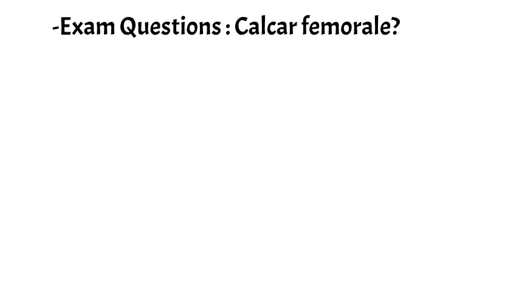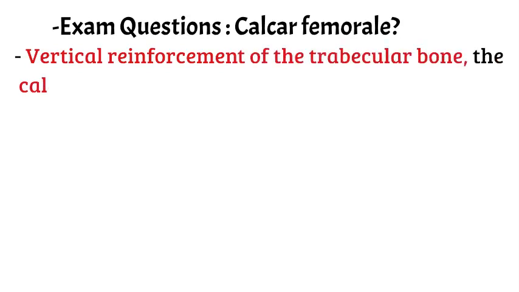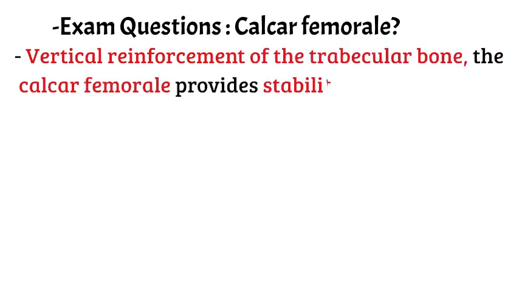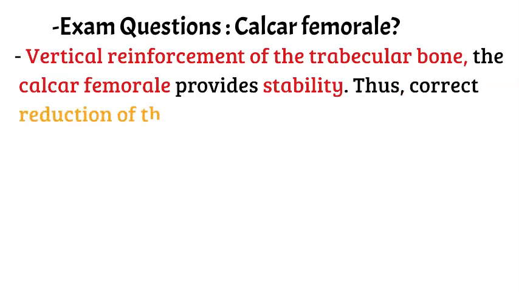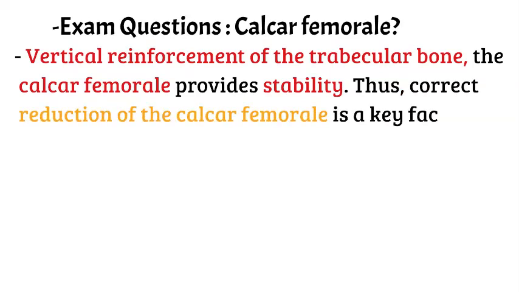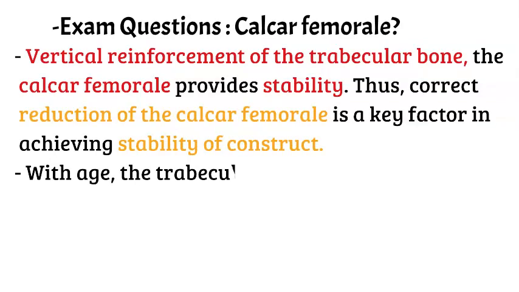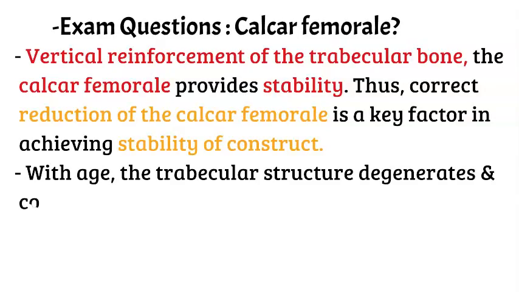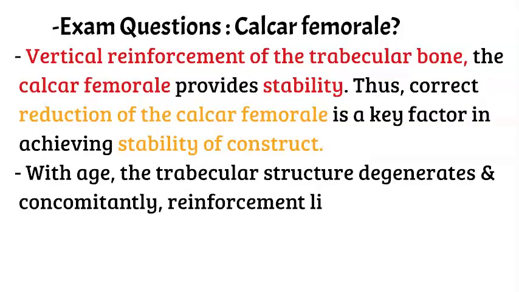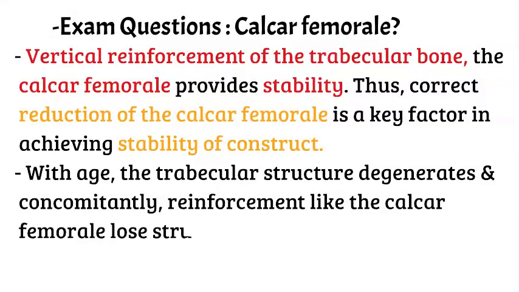Another of my exam questions, what is Calcar femorale? It's a vertical reinforcement of the trabecular bone. The Calcar femorale provides stability. Thus, correct reduction of the Calcar femorale is a key factor in achieving stability of the construct. With age, the trabecular structure degenerates and concomitantly reinforcements like the Calcar femorale lose structural integrity.